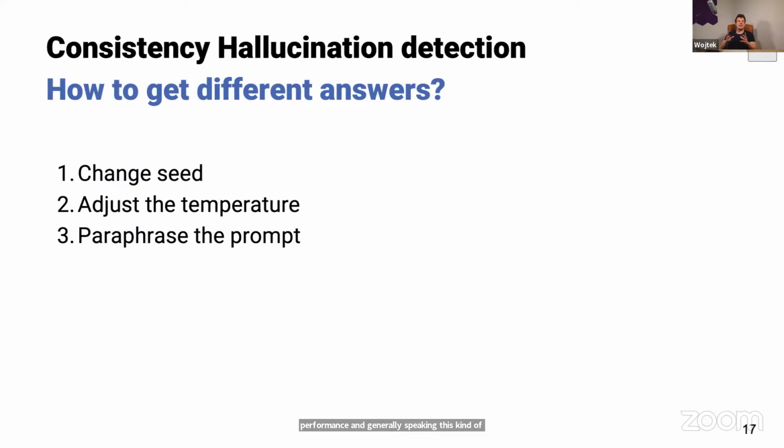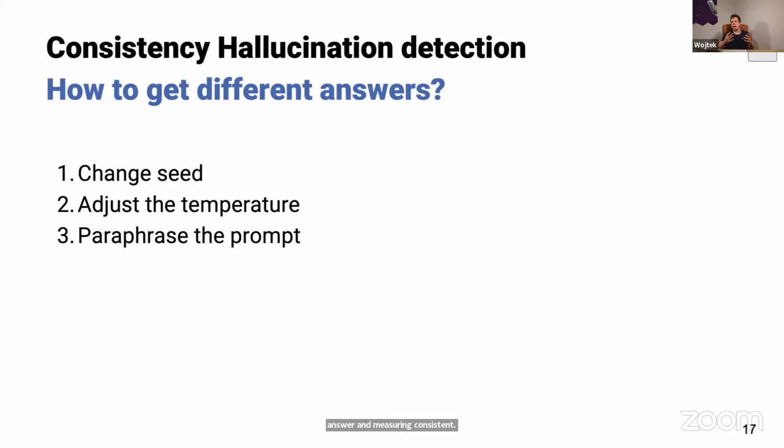Now, let's answer our 2 main questions. The first one is, how do we even get different answers if we ask the exact same question? The first thing we can do is just change the seed. This is the obvious way of doing it, and most papers just talk about changing the seed, getting a different answer, and measuring consistency. We could also adjust the temperature.